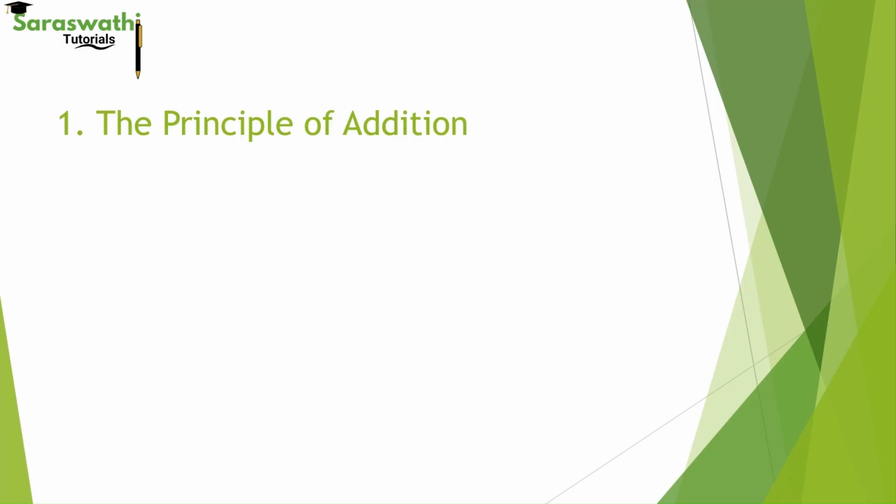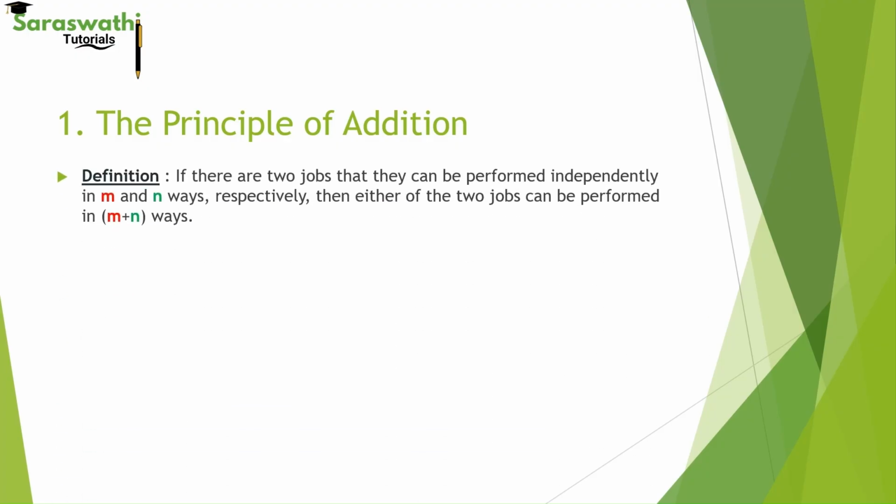Alright, let's dive into the first principle we need to understand when exploring the concept of permutations and combinations: the principle of addition. In simple terms, the principle of addition tells us how to count the number of ways to perform a task when there are two or more independent options available. Definition: if there are two jobs that can be performed independently in m ways and n ways, respectively, then either of the two jobs can be performed in the sum of m and n ways.